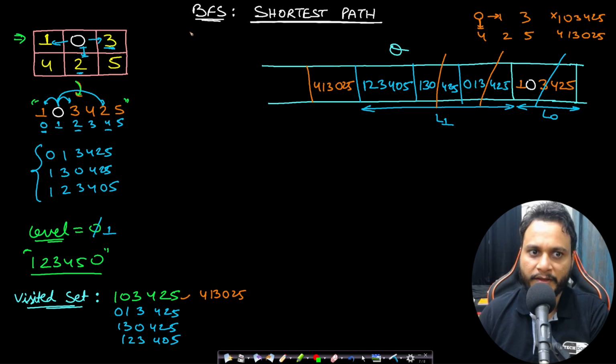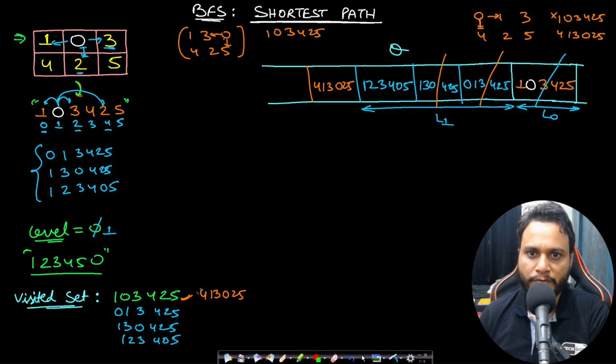What is this? 1, 3, 0, 4, 2, 5. Okay, this is the puzzle. Now this 0 can be swapped with this 3 and 5. If you swap this 0 with this 3, then what will you find? You will find 1, 0, 3, 4, 2, 5. You see this is already visited, so I will not process it again. Swap this 0 with 5, and that will make it 1, 3, 5, 4, 2, 0.